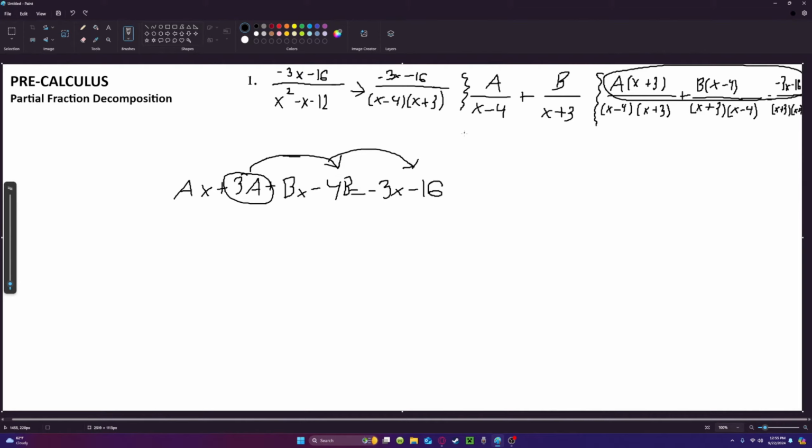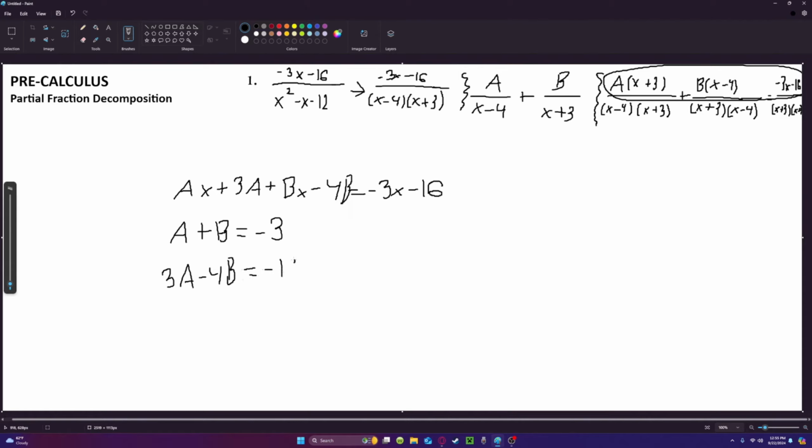So we're going to use the like terms, and I'm going to get rid of the x's, you're going to see. So we're just going to have a plus b equals negative 3. Then that is a horrendous b. And then you have 3a minus 4b. When I hit undo, the b erased, equals negative 16. So we have these together.